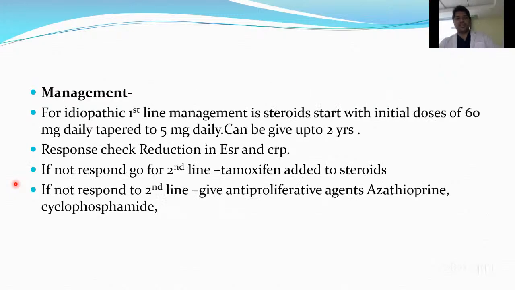For management of idiopathic cases, first line management is steroid with an initial dose of 60 mg daily, tapered down to 5 mg daily, and can be given up to 2 years. Response is checked by reduction in ESR and C-reactive protein. If there is no response, go for second line, like tamoxifen added to steroids. If there is no response to second line, then give an anti-proliferative agent like azathioprine or cyclophosphamide.